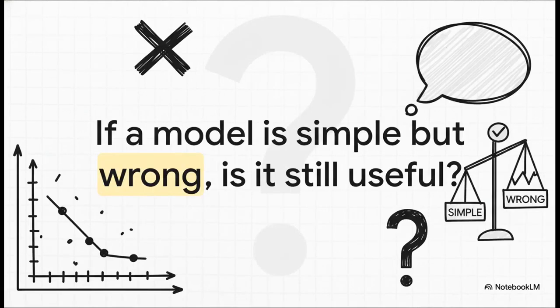And that leaves us with a final question to think about. Remember that electron model? It had a 98.5% R². It was simple, it was interpretable, but it was fundamentally, systematically wrong. So that begs the question, if a model is simple but wrong, is it actually useful at all? It's a question that really gets to the core of what it means to build a truly good model.